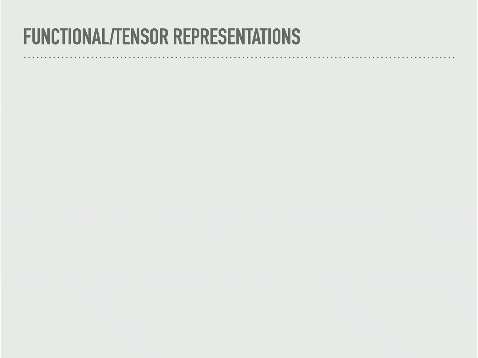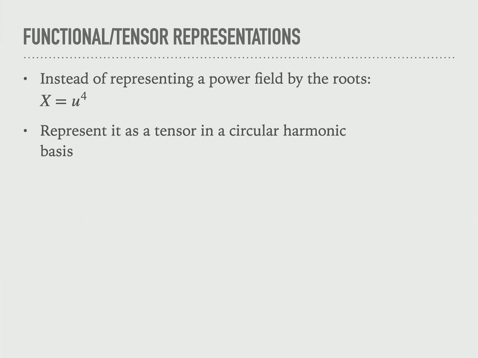There are other representations that we like or dislike, because usually they carry to 3D more nicely. Instead of representing a power field by the roots, we can represent it as some kind of tensor, which means instead of representing it in a way where this vector goes here, we represent it by the way it works as a function, one that says in this direction you have 1, in this direction you have 3rd, and so forth.